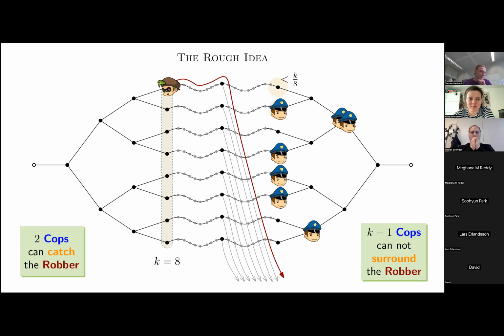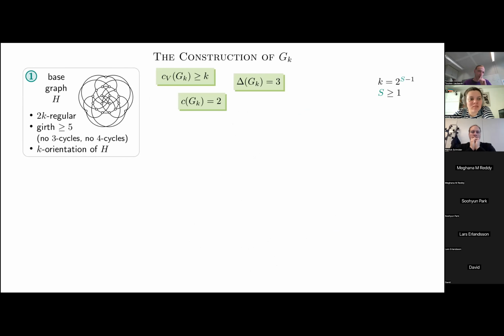Now, let me show you the construction. I give you the full construction, but I don't give you all the details of the proof. The construction goes in several steps. So what do we want to do? We want to construct a graph G_k with the property that for the surrounding version, I need at least k cops. So k minus 1 are not enough to surround him.